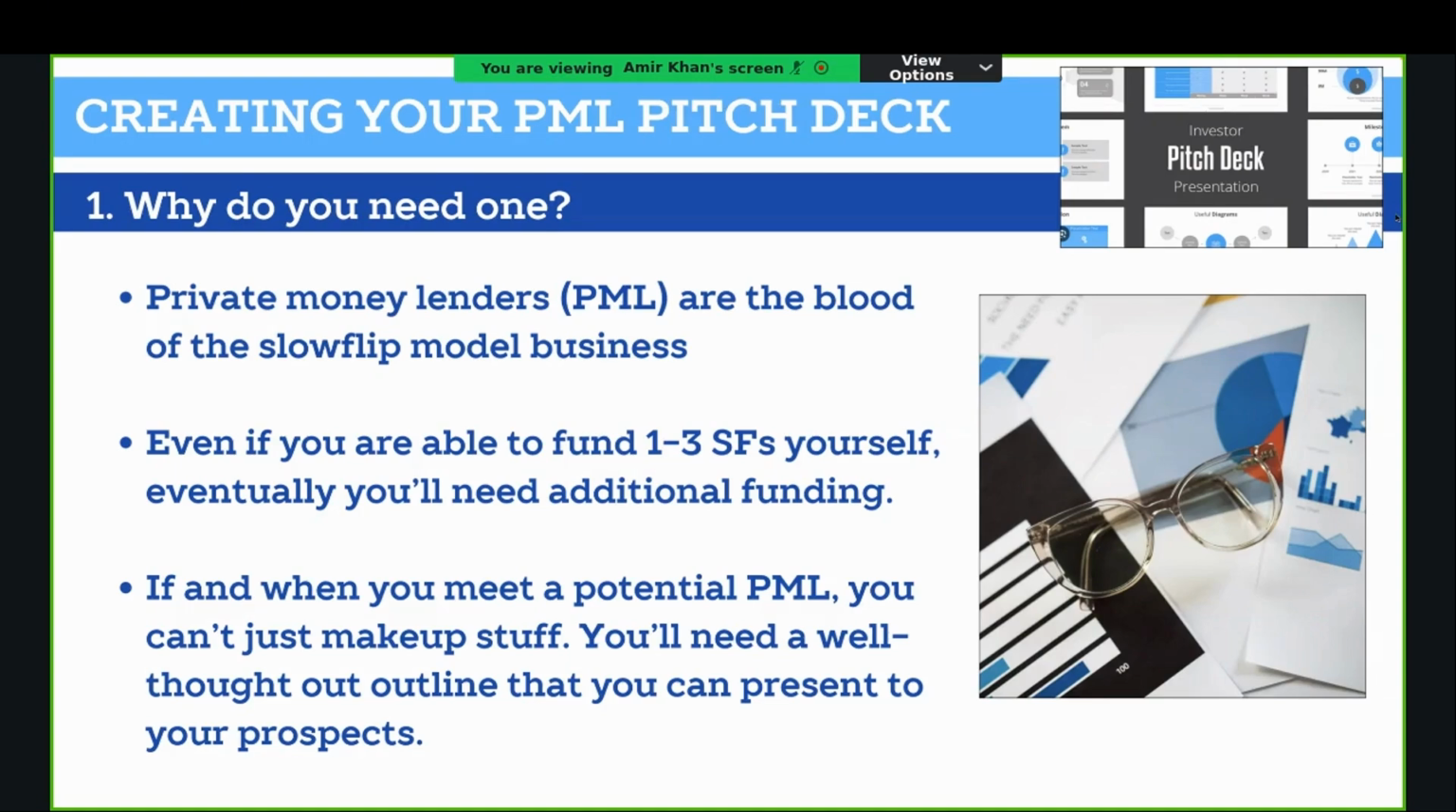So obviously, let's talk about the first thing. Why do you need one? Private money lenders are the blood for the slow flip model, as you know. So even if you are able to maybe fund the first one, two, or three slow flips yourself, as Scott says, eventually you're going to run out of funds, right? And you will need additional funding. So no matter how you do it, you will need private money lenders, right?